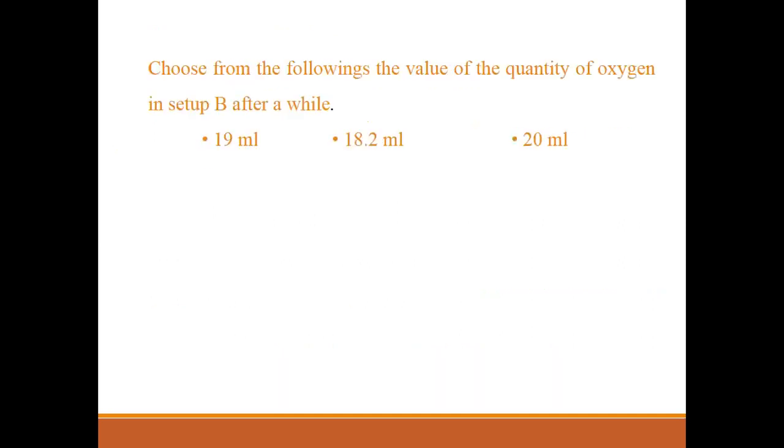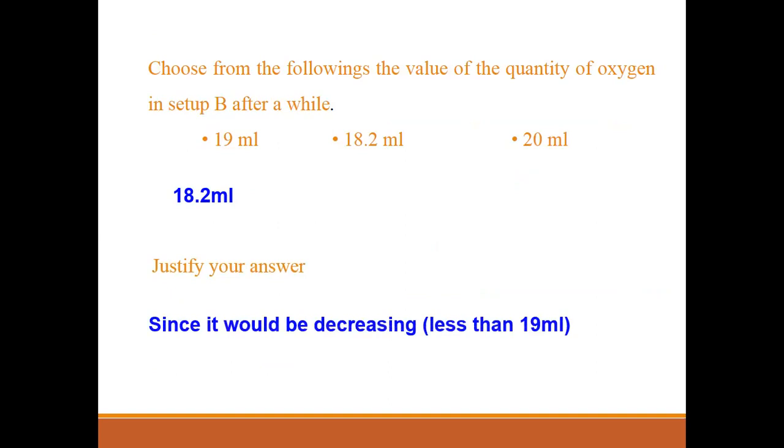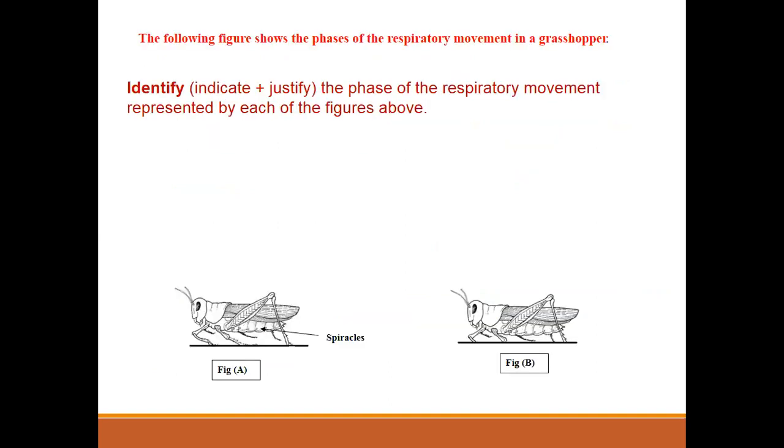Choose from the following the value of the quantity of oxygen in setup B after a while. It should be less than 19. So it is 18.2 milliliters. Justify your answer: since it would be decreasing, less than 19.